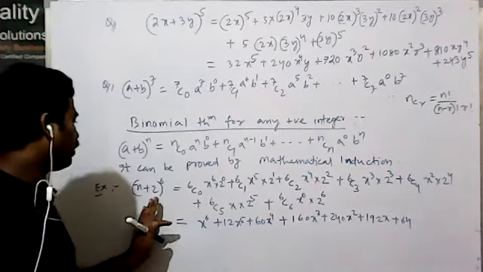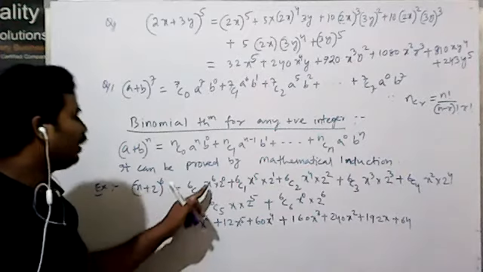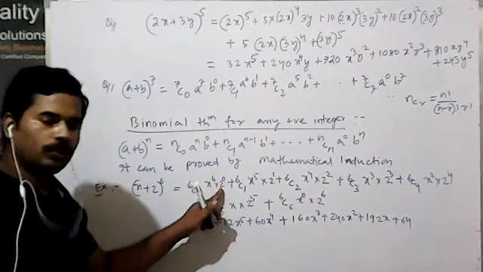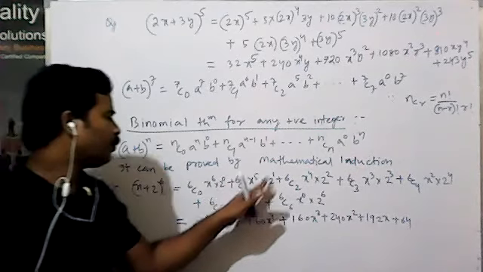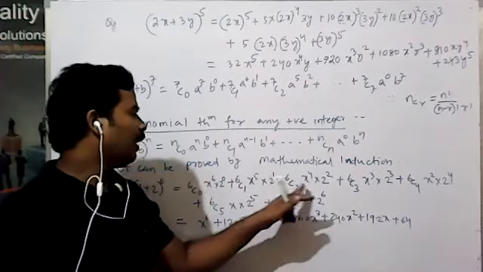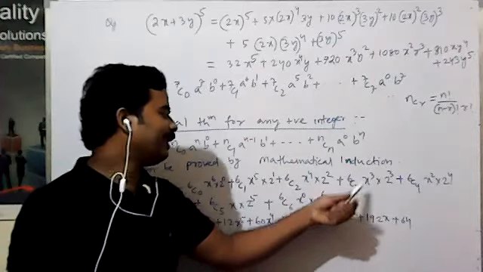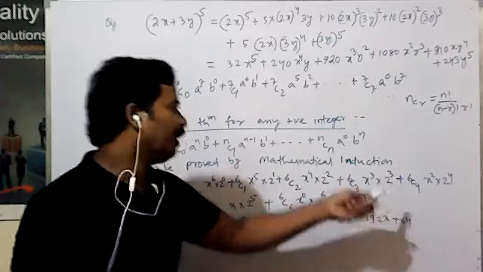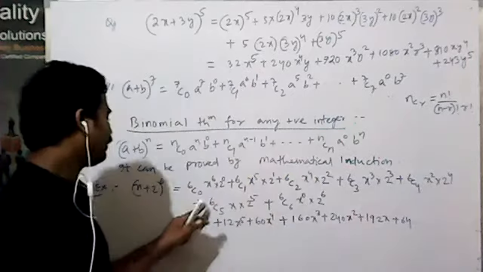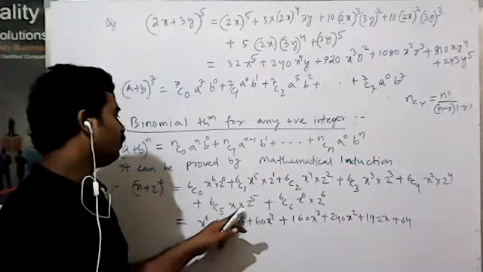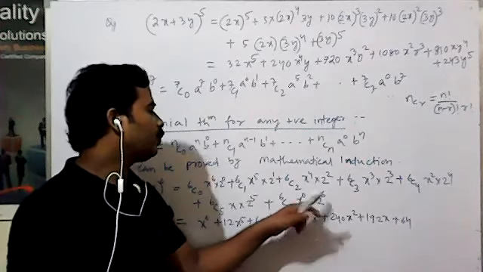(x + 2)^6 is equal to 6C0 x^6 2^0 + 6C1 x^5 2^1 + 6C2 x^4 2^2 + 6C3 x^3 2^3 + 6C4 x^2 2^4 + 6C5 x 2^5 + 6C6 x^0 2^6.